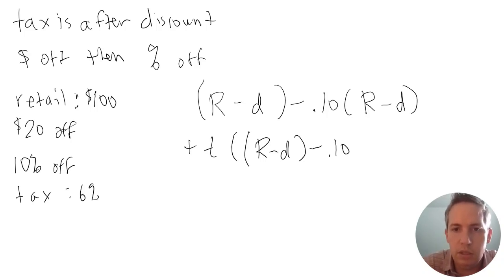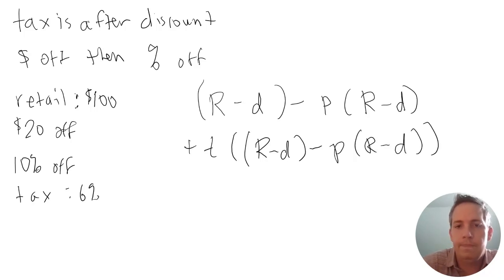Sorry, I should not be giving you the 10% because it's supposed to be arbitrary. So it's actually supposed to be the percentage, so P times R minus D, and then T times R minus D. So that's what the formula is going to look like, and that's going to give you what the cost is equal to.